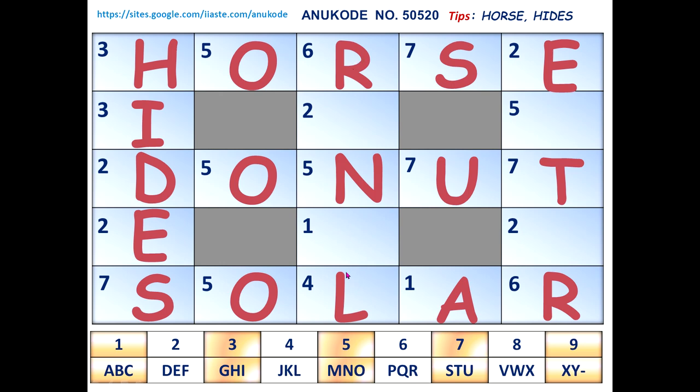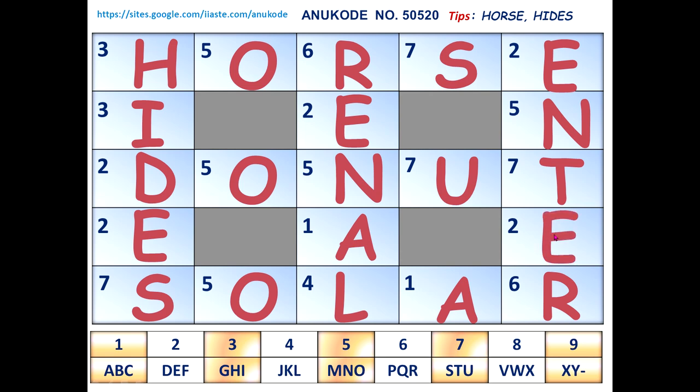Then we have this word here. Here, a 2 can only be E. And here, this 1 can only be an A for the word Renault. The last word here is this one. We have a 5, and this can be M, N, or O. In this case, it's only possible with N. And for this 2, it can only be E. And that forms the word enter.